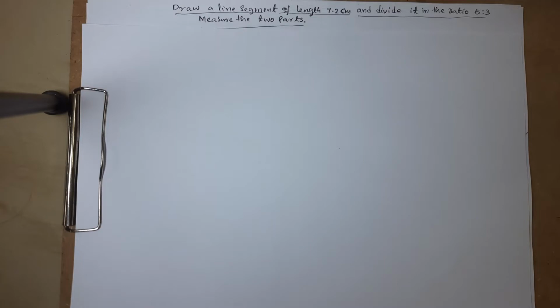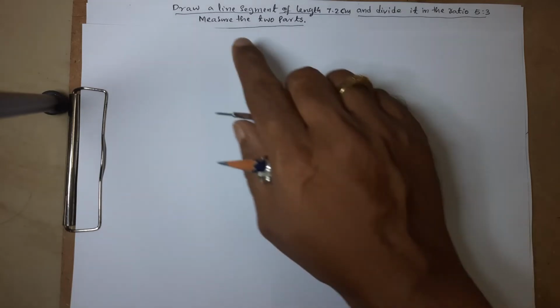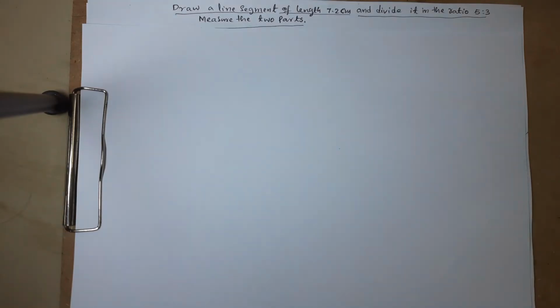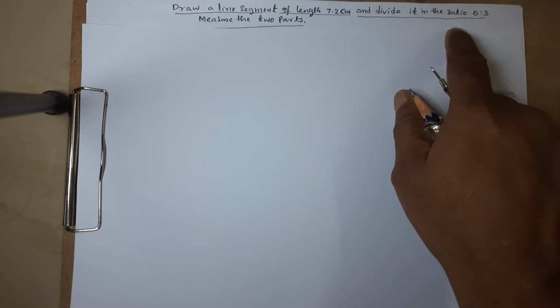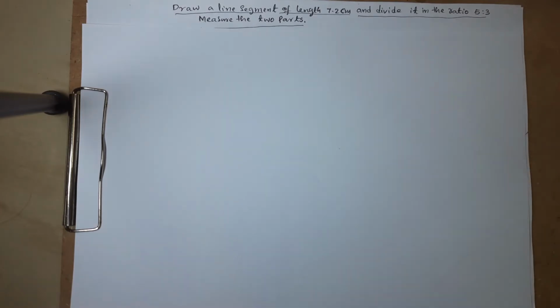Please learn all these constructions. Okay, the first one is: draw a line segment of length 7.2 centimeters and divide it in the ratio 5:3. Measure the two parts. This is the first construction. Draw a line segment of length 7.2 centimeters and divide it in the ratio 5:3. Measure the two parts here.